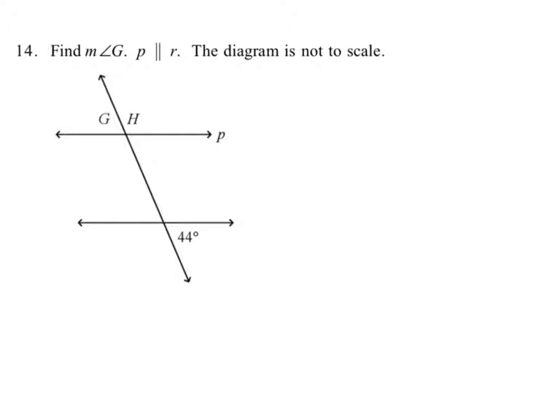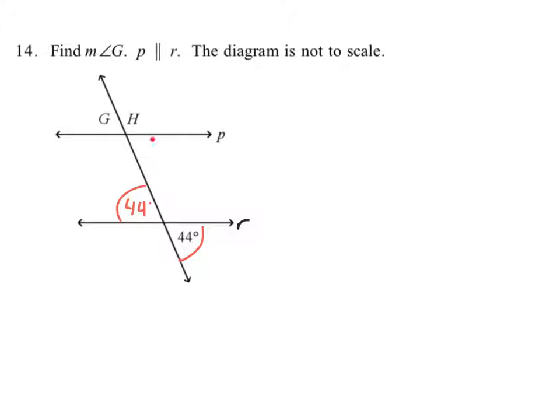Okay, find the measure of angle G, and we know that these two lines, P and it looks like R is cut off of this. Sorry, this diagram, I don't know where it went to. That should be R right there. Okay, line P is parallel to line R, and so we know certain things. If we know that this angle is 44 degrees, we know that this is 44 degrees as well because they are vertical angles, since that's always true.